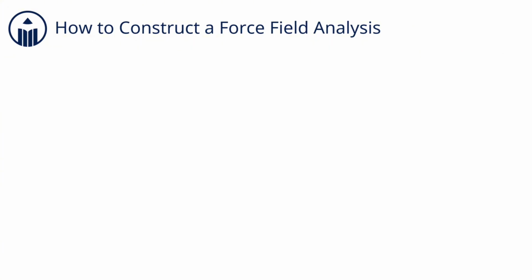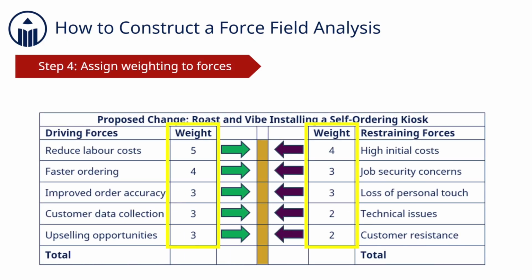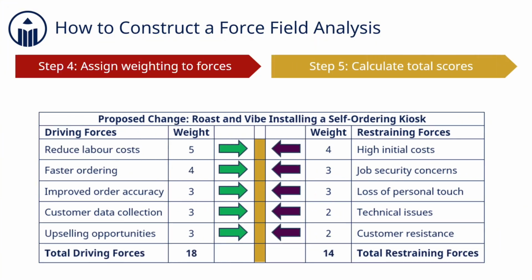After listing the forces, each force is assigned a weighting from 1 to 5 based on how strong its impact is. Roast and Vibe owners Sean and Marie assign the weightings based on their experience with the business and the industry. For the driving forces, reducing labor costs is rated 5 due to rising wages, while the other driving forces are weighted based on their importance. For the restraining forces, high initial cost is rated 4 because of the high upfront investment, with the other restraining forces scored based on impact. The weightings are then added up. The total driving forces are 18, while the total restraining forces are 14.